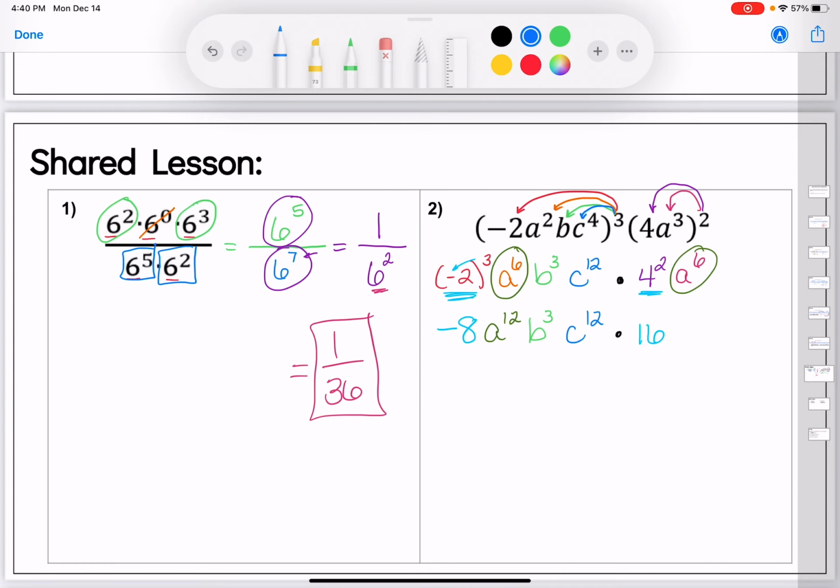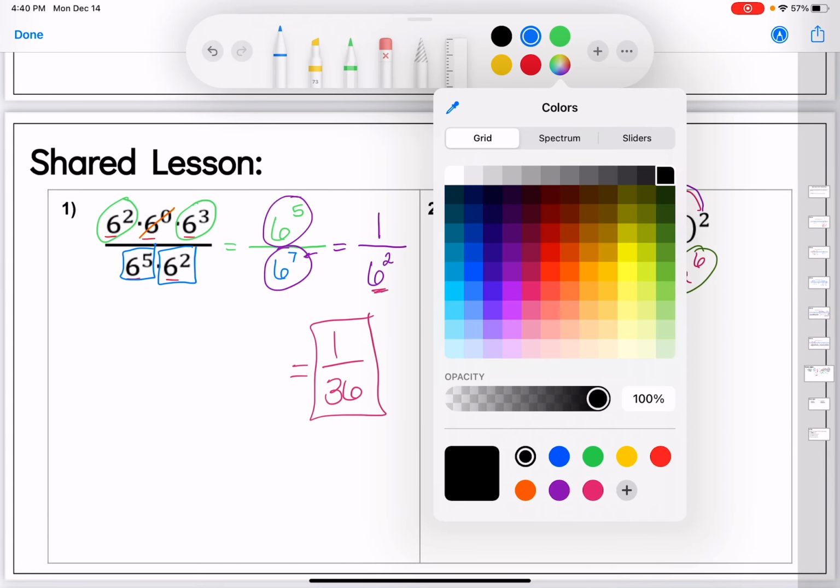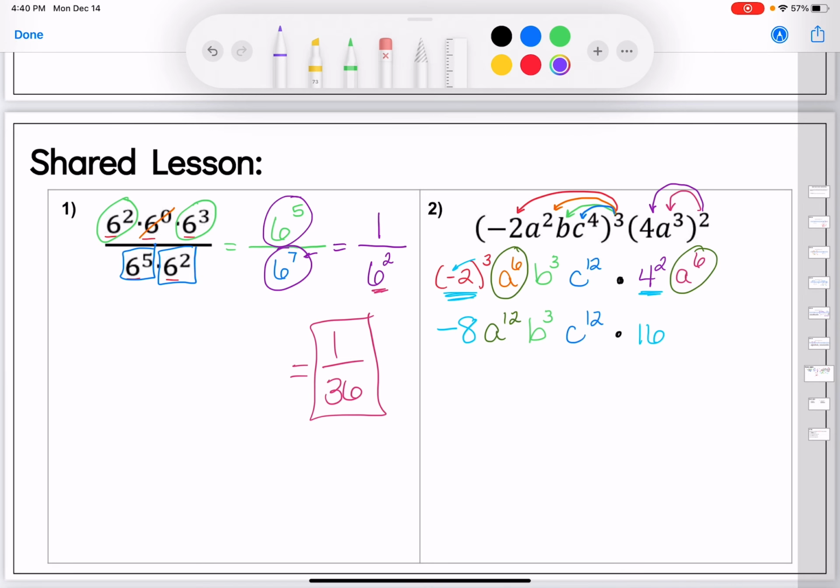But I do see now my last step here, I have negative 8, a to the 12th, b to the 3rd, c to the 12th times 16. So I have a negative 8 and a 16 that I can multiply together. So it would give me negative, let's see, 80 plus 48 is 128. So negative 128, a to the 12th, b to the 3rd, c to the 12th.